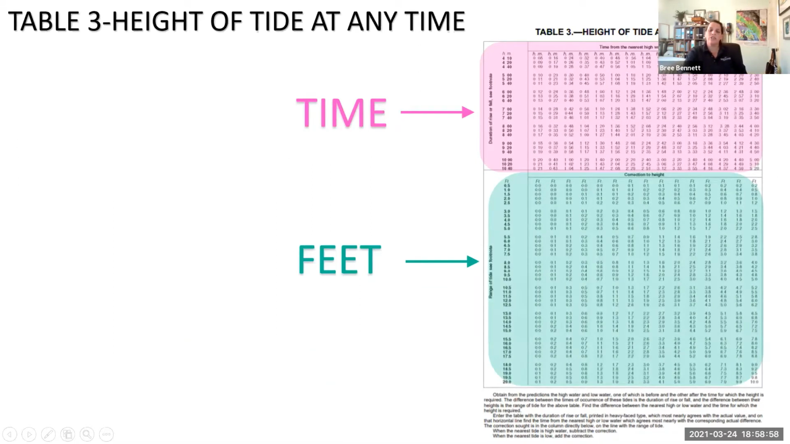So table 3 has 2 sections. The top section is all about time. So we have these corrections that we'll get to apply to the time side of our question that we're looking at. And then the bottom half is all about the height or the feet of the tide. So top half is about the time of the tide, bottom half is the feet or the height of the tide. We can keep that in mind when we're navigating.